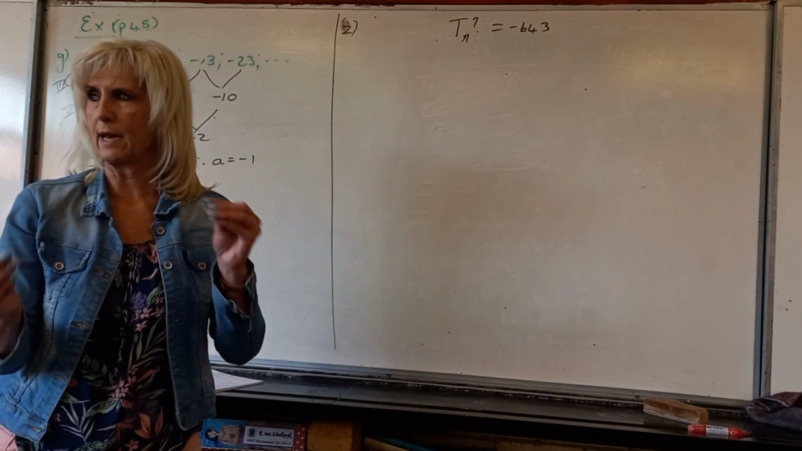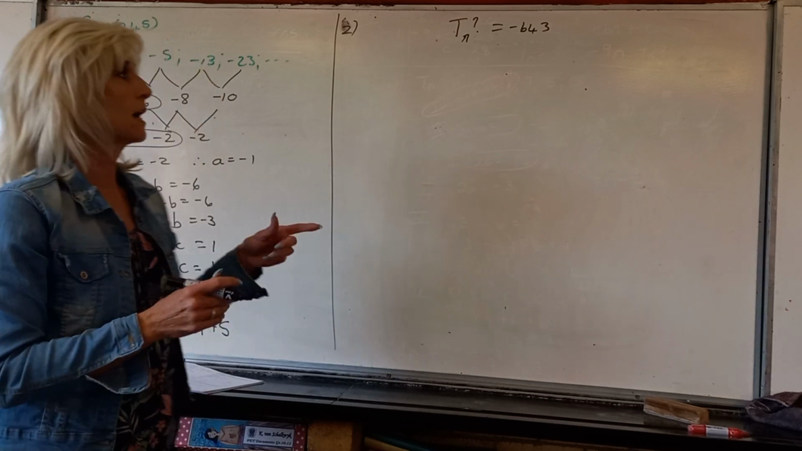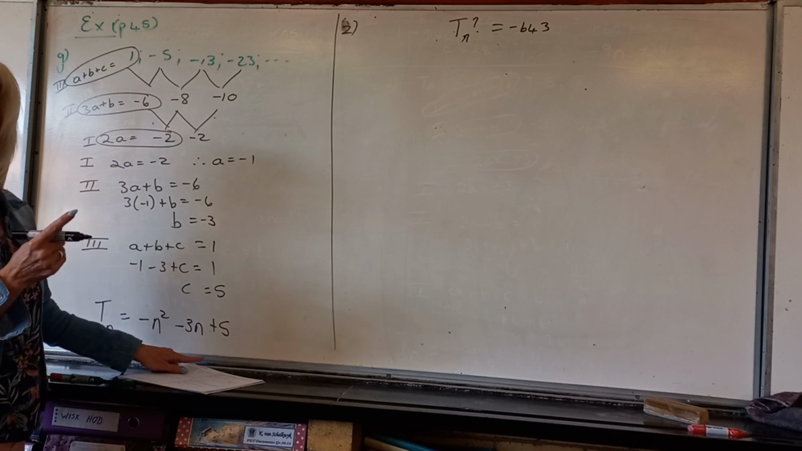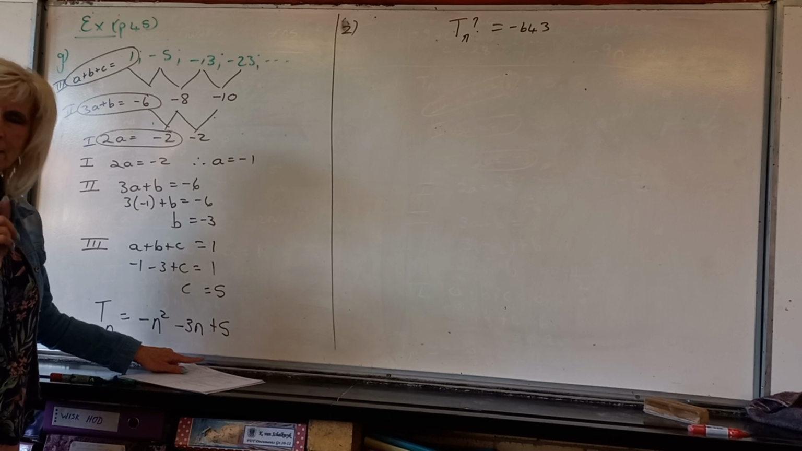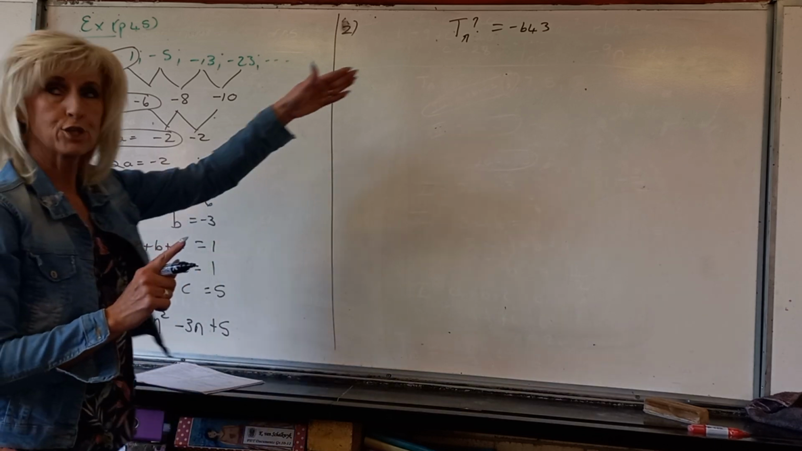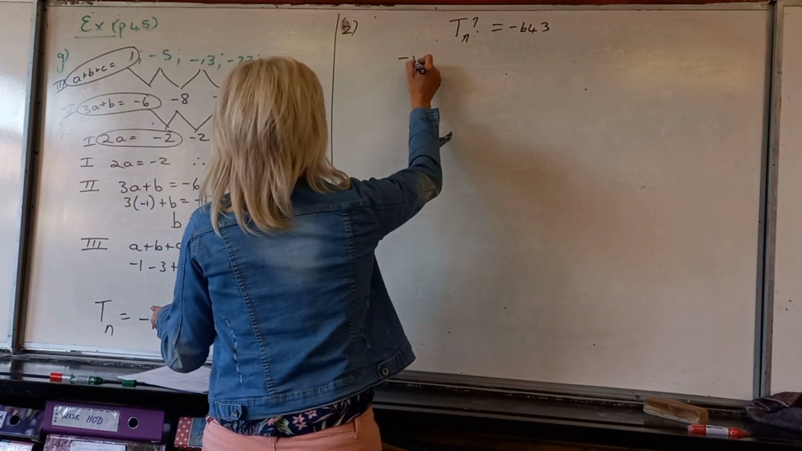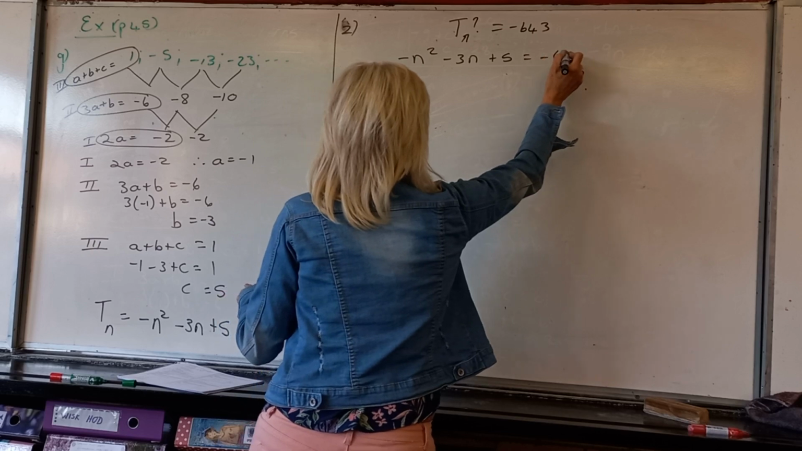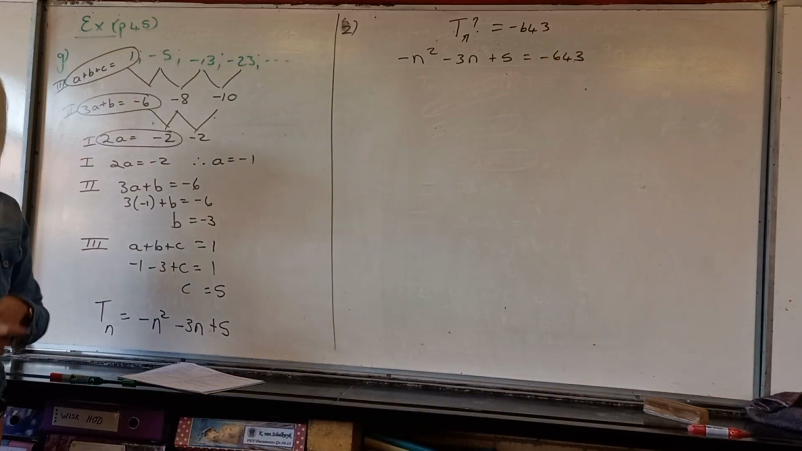That's the two things that can happen, like I showed you in the normal linear one yesterday. You can either put the number in there, but that also doesn't make sense, because how can n be negative? Are you with me? N cannot be negative, but can a term be negative? Alright, so we've got this formula, -n squared minus 3n plus 5 equal to -643.